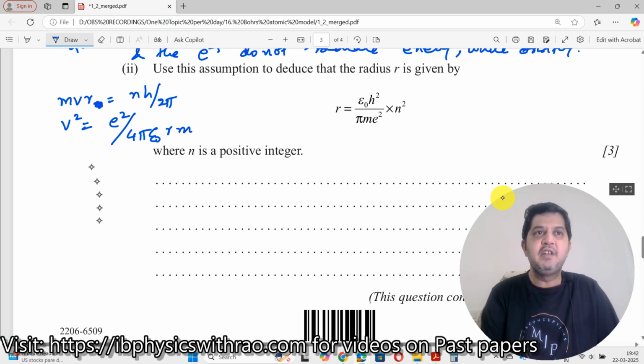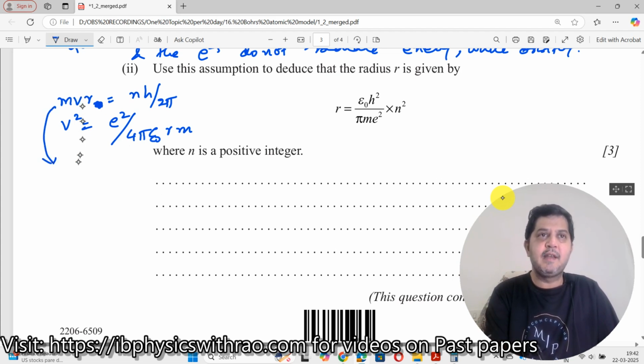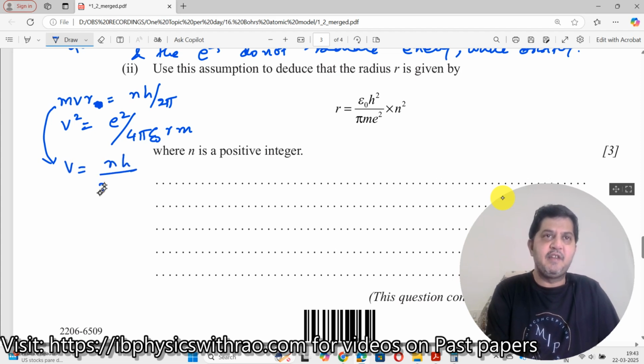Which means you need to eliminate the value of v. Simple. So how do I eliminate it? Take this value of v, take this as the subject. Now I can write v is equal to nh divided by 2 pi m r. Okay, from here I take this value and substitute it here.